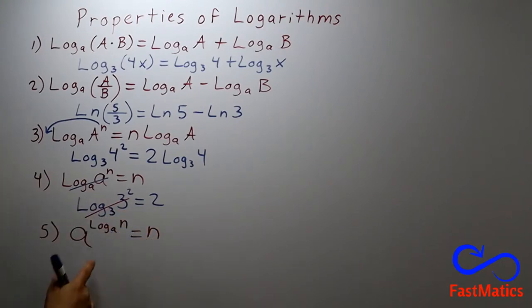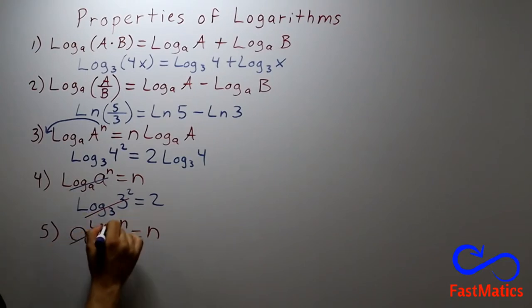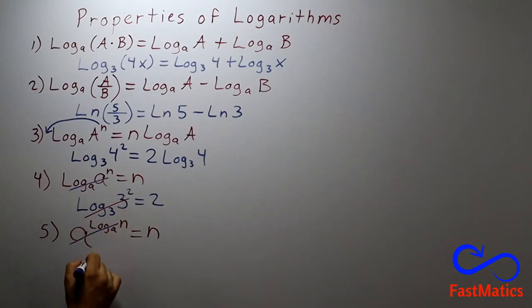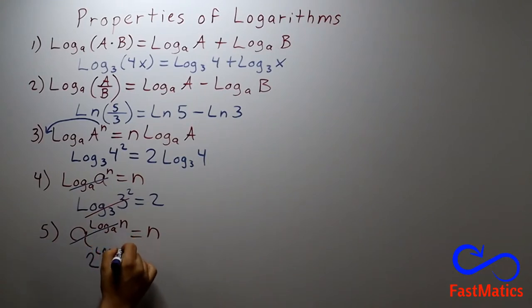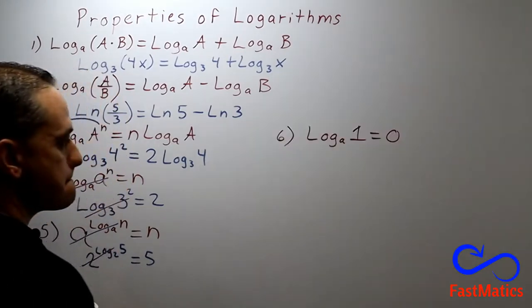Next property, if we have a base raised to the logarithm with that base of something, it is like eliminating the base with the logarithm with that base. For instance, 2 raised to the log base 2 of 5 will be 5. It is like eliminating the 2 with log base 2.